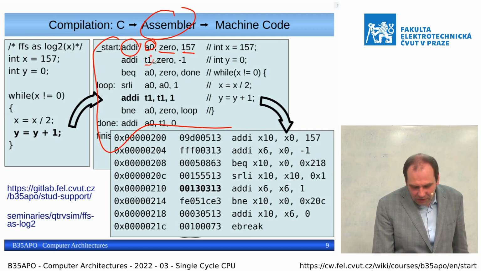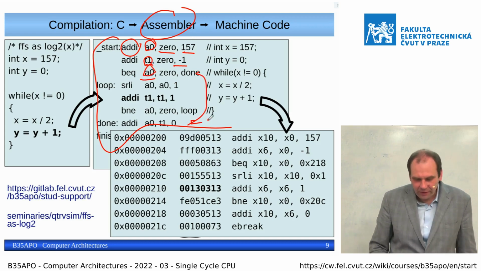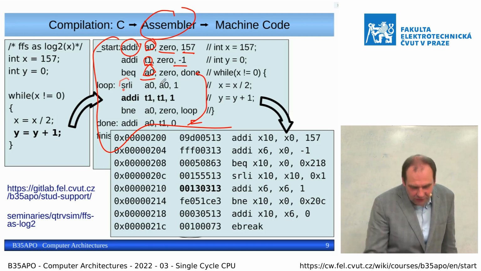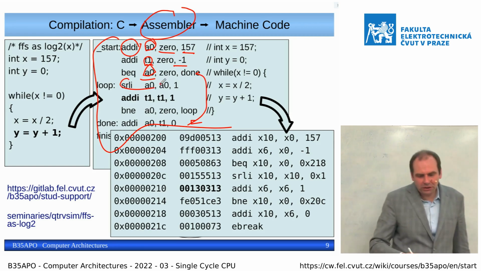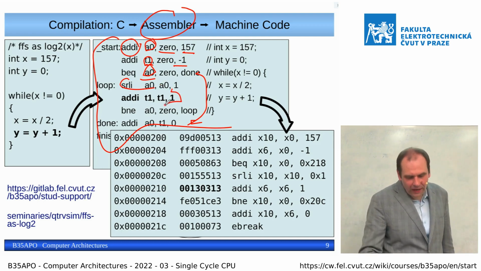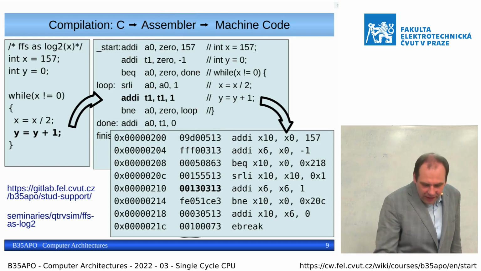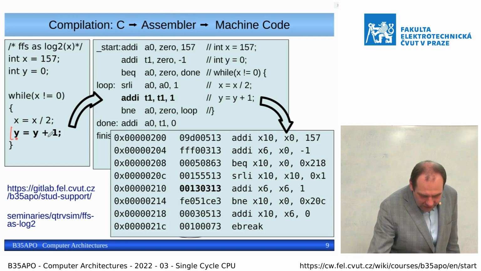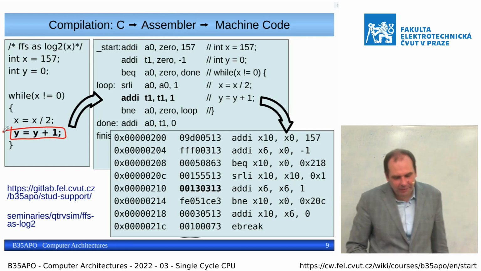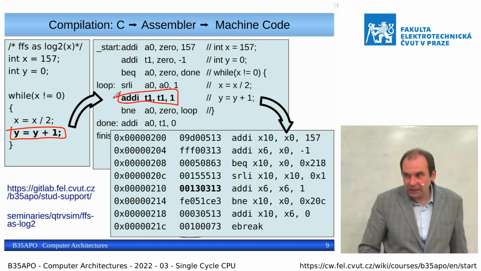Set T1 to this value. Then check if the value of A0 is 0. If it is, then branch somewhere. If not, use a divide by 2 by the logical shift right, and add 1 to T1, and so on, and continue. So basically, you can see that it is easy. And we can look at this instruction, which increments the y by 1. So it is exactly this one instruction.